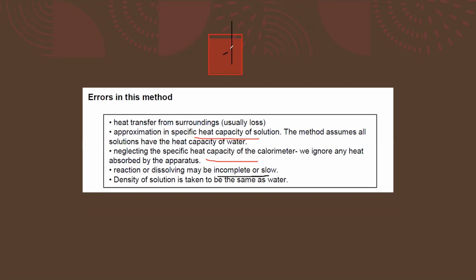And the density of the solution is taken as the same as water, but in practice the density will be different. So when we use this calorimeter method to calculate the enthalpy change or energy change during a chemical reaction, we assume that it is pure water, which has a density of 1 gram per centimeter cube, but in practice it does not have the same density. But these are all assumptions for our calculation.